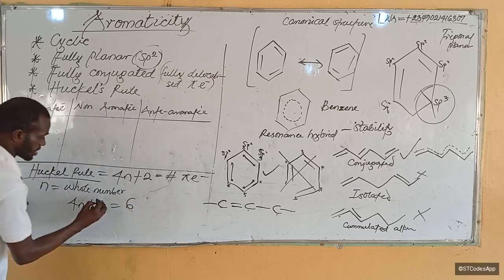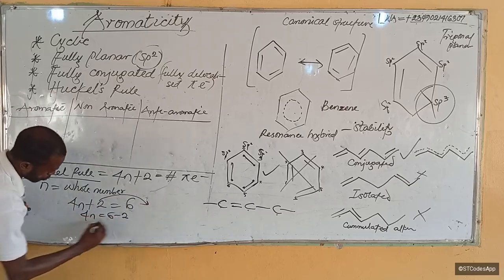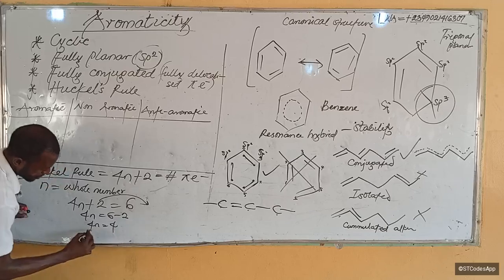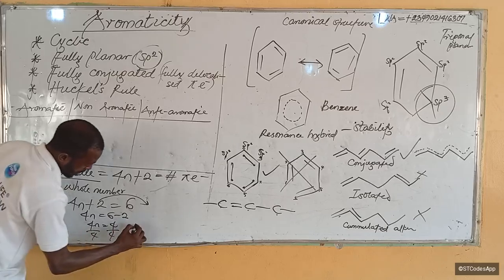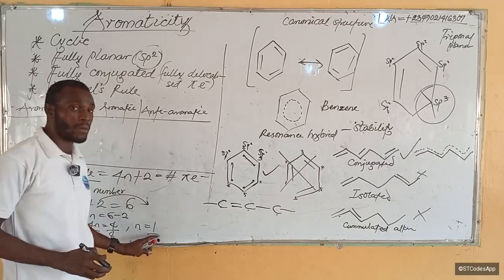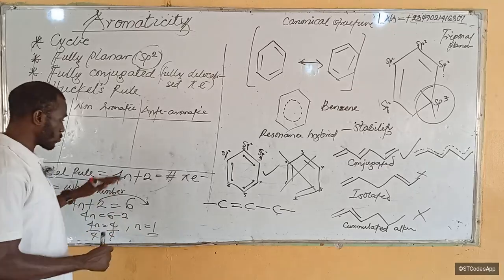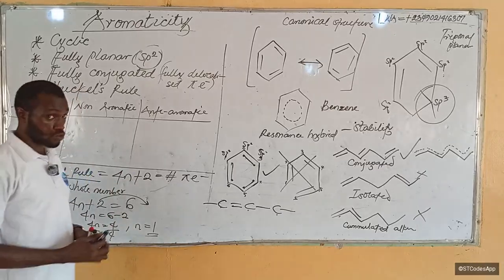By the time you solve that, this guy comes here. You have 4n equal to 6 minus 2. 4n equal to 4. Divide both sides by 4 and you have what? n equals 1. And 1 is a whole number. It means that our molecule is what? Aromatic, because it follows Huckel's rule.